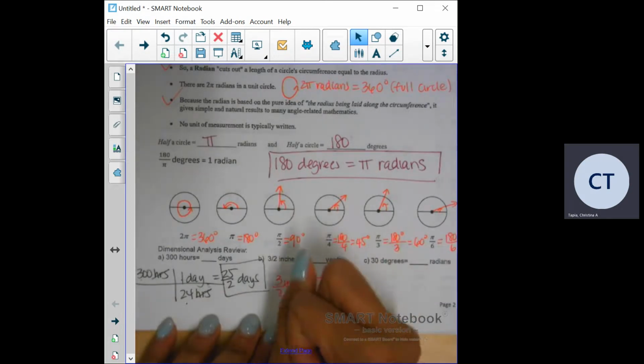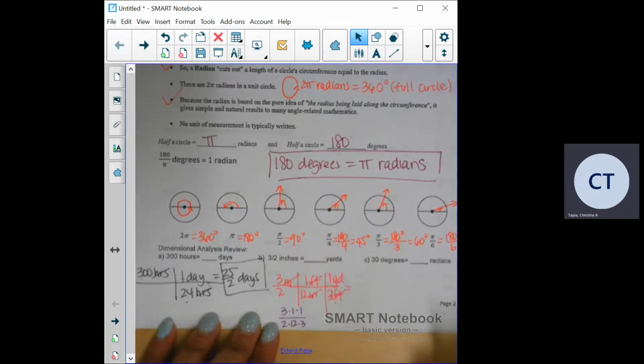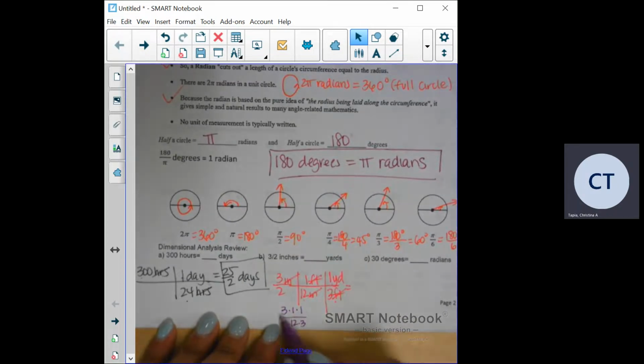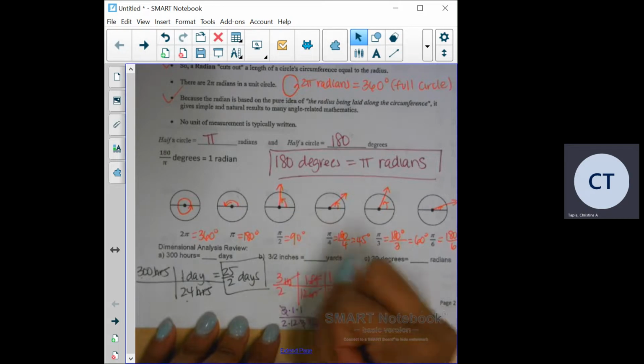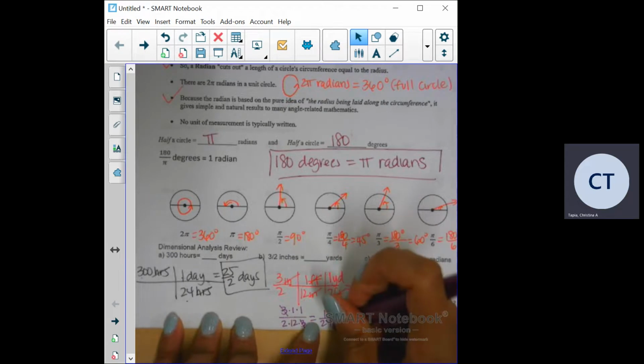Don't just cancel it because you want to. 3 times 1 times 1 over 2 times 12 times 3. This is why I'm canceling it. After you multiply, you're just going to divide them. So just cancel them. So this will give me 1 over 24, not days, yards.